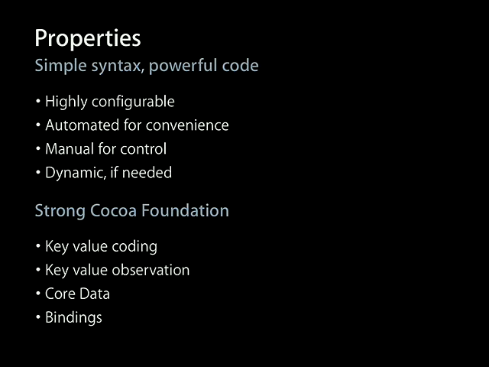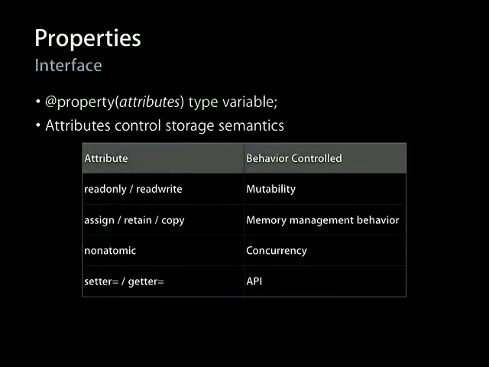In particular, they are compliant with key-value coding, compliant with key-value observing. Core Data uses properties extensively in Core Data 2.0 with the NSManagedObject. Bindings, which is implemented on top of KVC and KVO, uses properties. When we look at the properties feature itself, there are two pieces. There's the interface, the declaration piece, and there's the implementation piece. So looking at the interface declaration first, the syntax is simply @property, some list of attributes, a type, and a variable name.